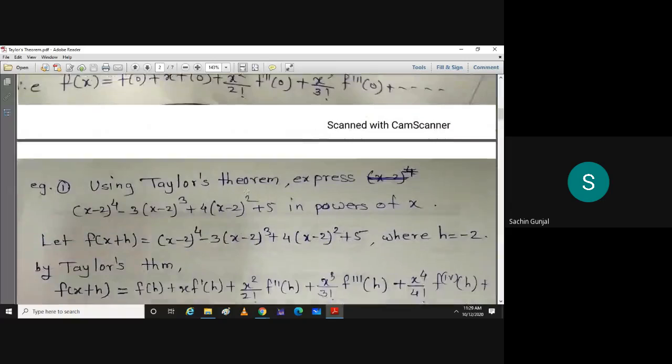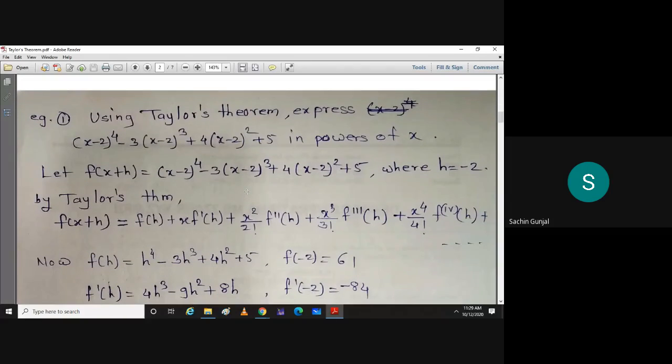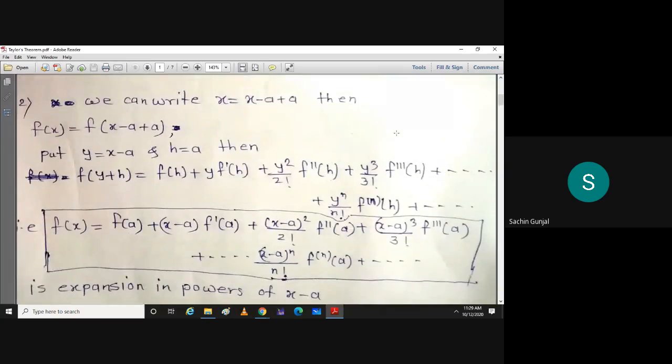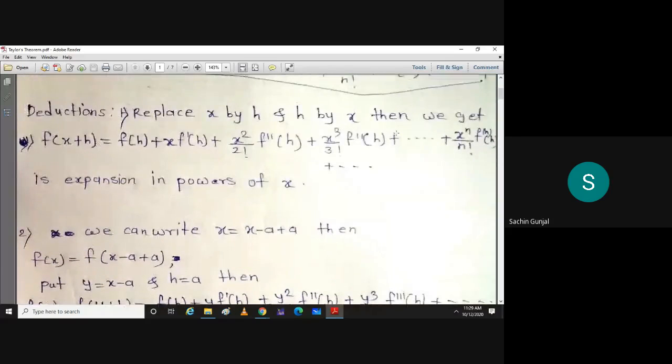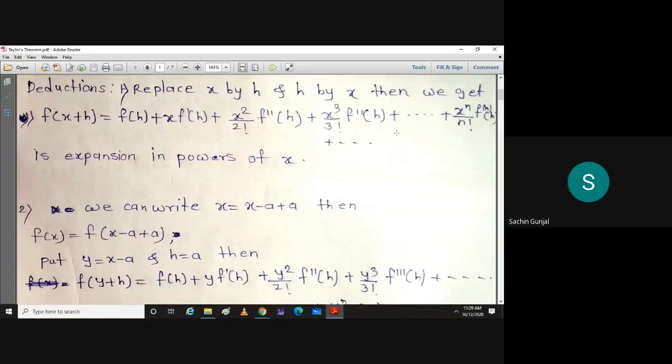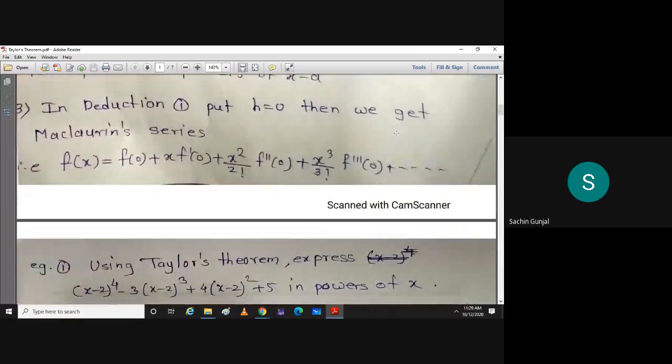Let us discuss the first example. Using Taylor's theorem, express x minus 2 raised to 4 minus 3 into x minus 2 cube plus 4 into x minus 2 raised to 2 plus 5 in powers of x. So tell me which deduction you are going to use. This is first and this is second. Read the question carefully and tell me which deduction you are going to use.